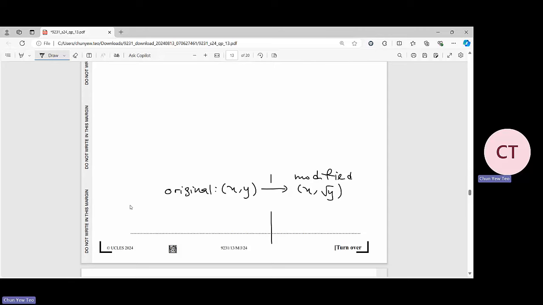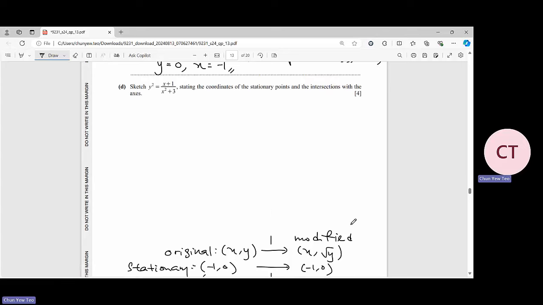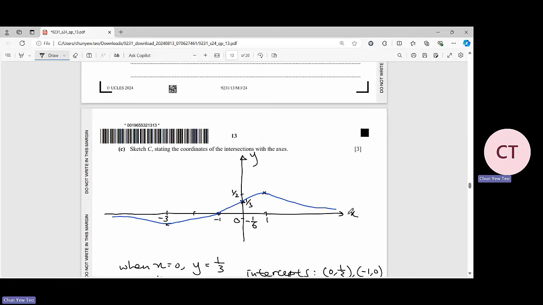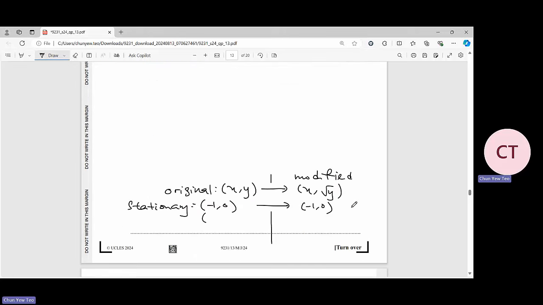So your original stationary point is -1, 0. After you modify, it's still -1, 0. When you have y equals the square root of this, the inside must always be positive. So that means this graph over here is not supposed to be there anymore after you square root it. The graph that is below the x-axis will be gone. So we only have one stationary point to be considered.